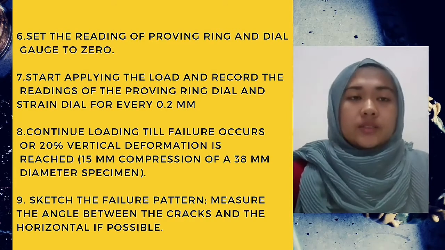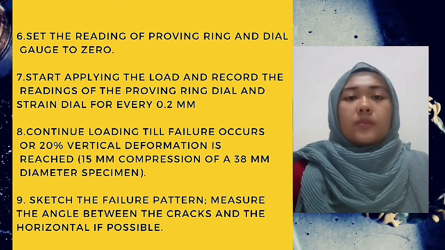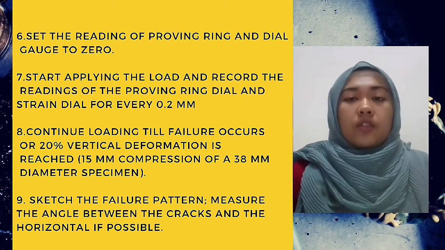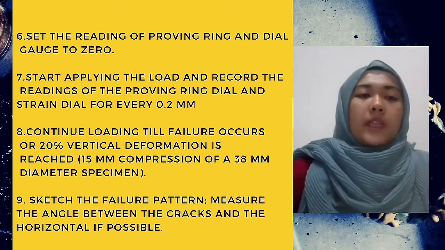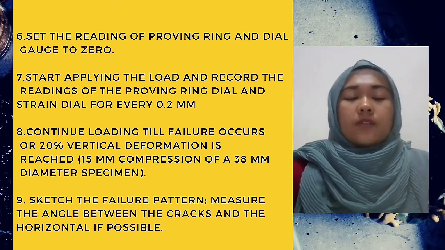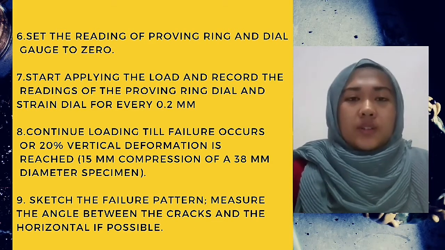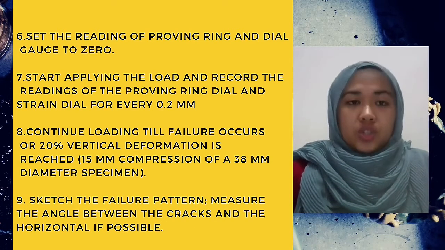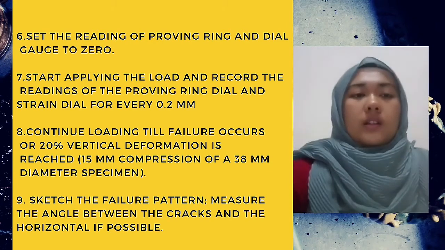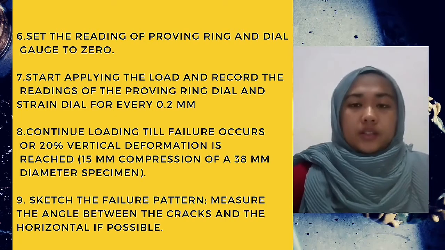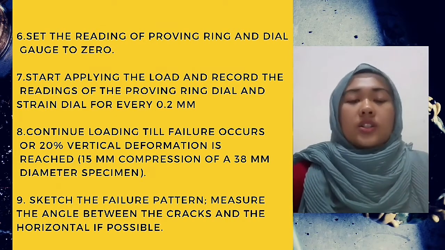Number 7, start applying the load and record the readings of the proving ring dial and strain dial for every 0.2 mm. Number 8, continue loading till failure occurs or 20% vertical deformation is reached. For number 9, sketch the failure pattern. Measure the angle between the cracks and the horizontal if possible.